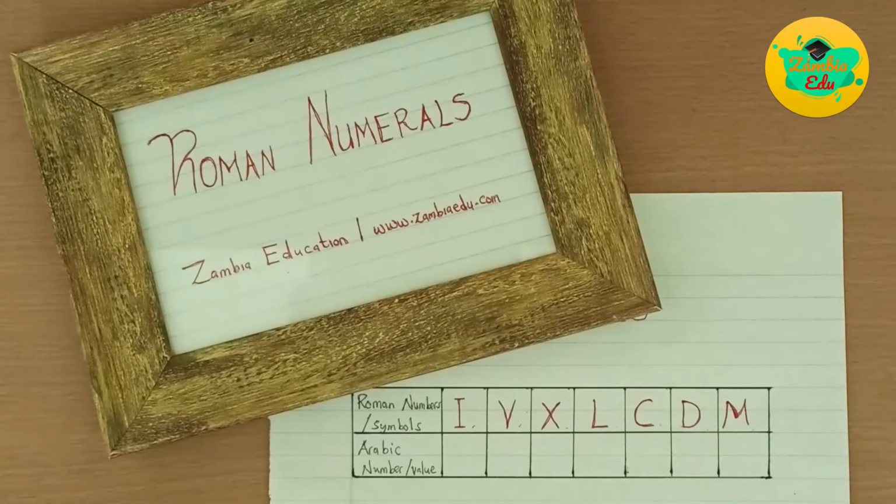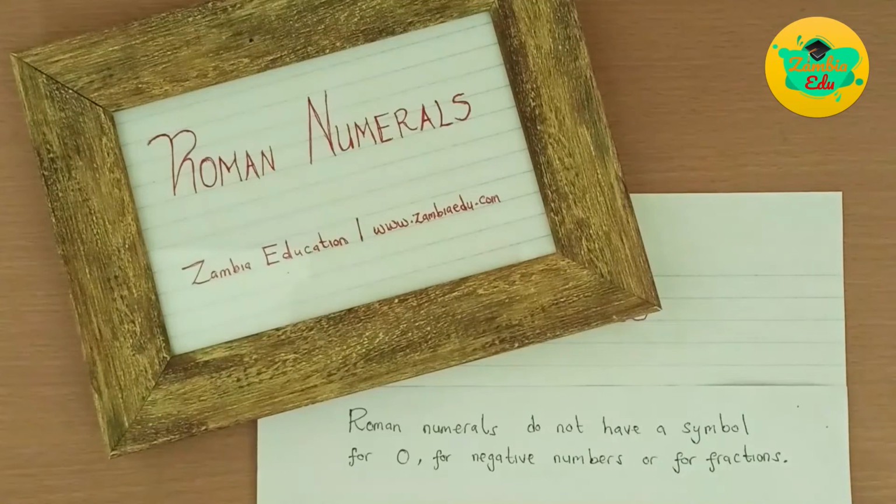All the Roman numbers that exist are made up of these 7 letters, or rather symbols, Roman symbols to be particular. Also, let it be known to you that the Romans did not have a symbol for 0, for negative numbers, or for fractions. Only these 7 symbols we've looked at were the ones which were used to form every other Roman number that exists.